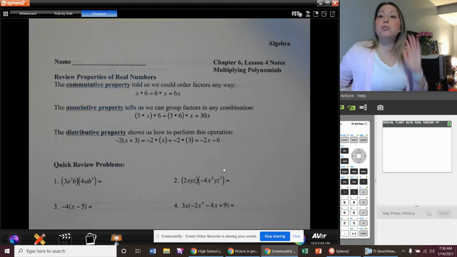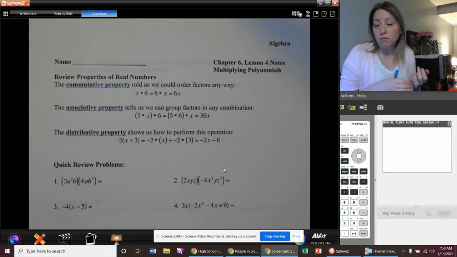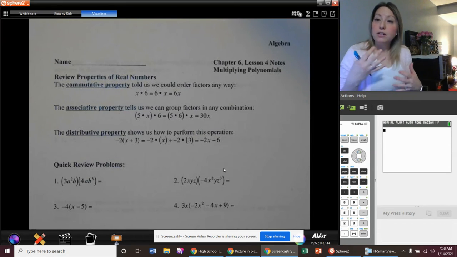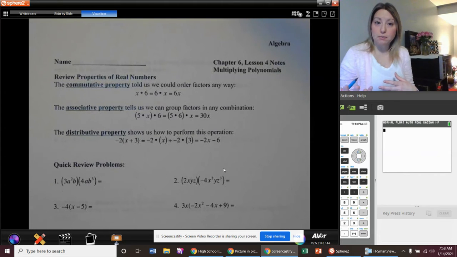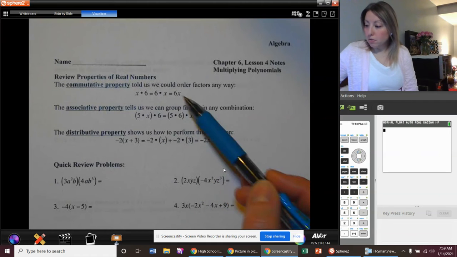And to review, the commutative property is one of our properties of real numbers that tells us that it doesn't matter what order you multiply two numbers together in, you will get the same result. So 6 times x is the same as x times 6. That's what we're getting here. And of course, that simplified result is 6x.